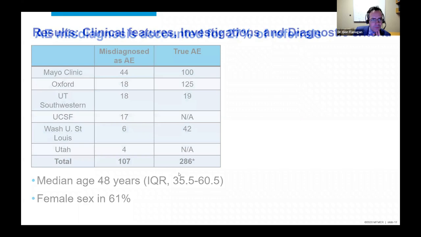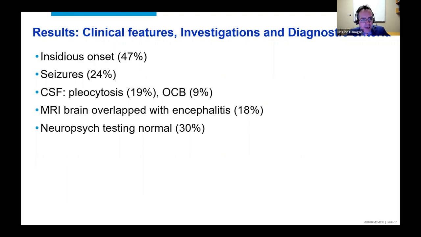So what were the features in these patients that might give us a clue that we should think about other conditions? Well, many of these patients had a slower onset. So maybe their symptoms came on over months or years rather than over days or weeks like we typically see with autoimmune encephalitis. The frequency of seizures was lower than we typically see. Seizures are very common in autoimmune encephalitis, and usually over half of patients or even three quarters of patients may have seizures as part of autoimmune encephalitis.